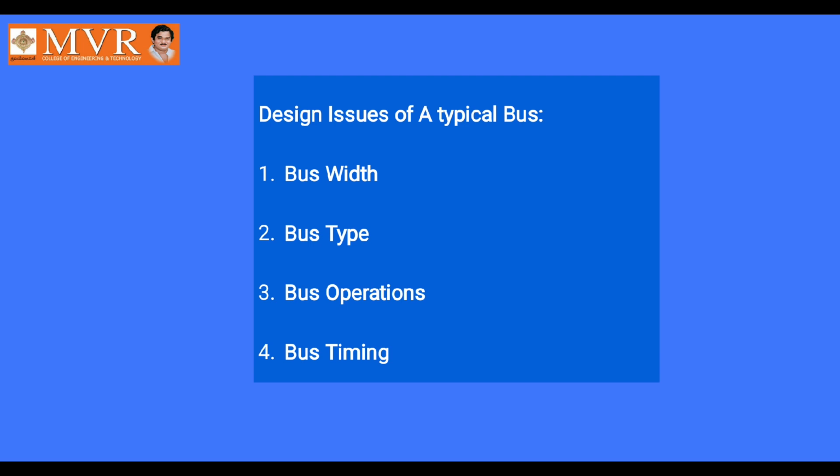The next one: what are the various operations that we will perform? We have discussed read operation, write operation, block transfer, and interrupts. Block transfer means a group of data will be transferred, huge data will be transferred. That is one of the major basic operations of a bus.